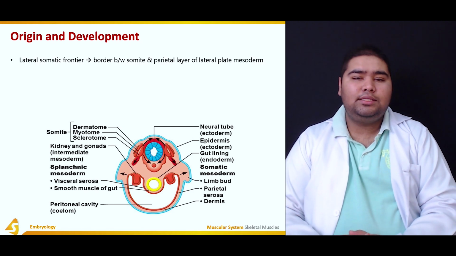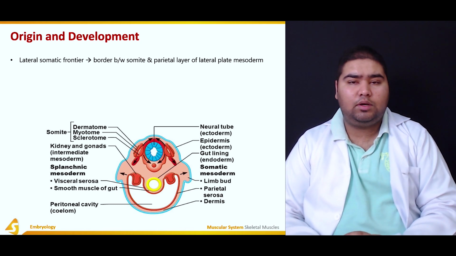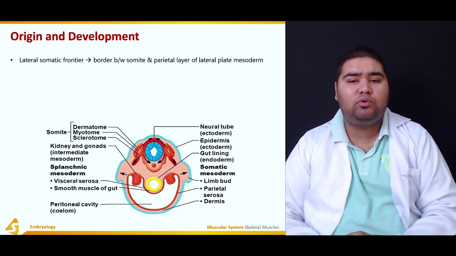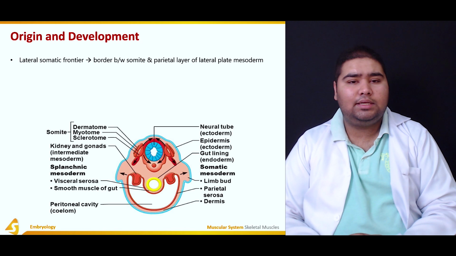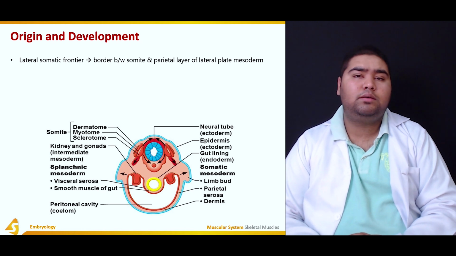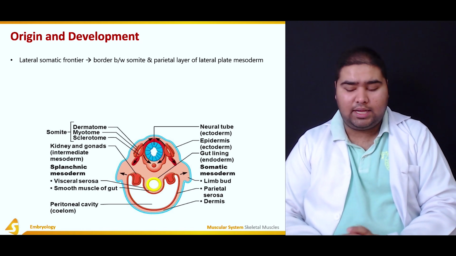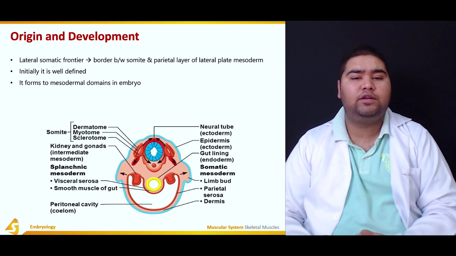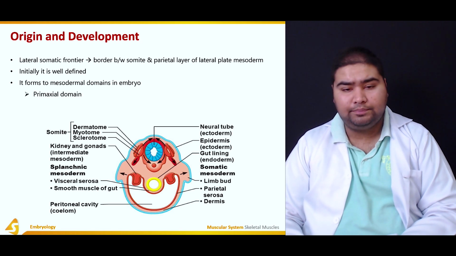Now, lateral somatic frontier, a very important term. You must always remember that it is the border between the somite and the parietal layer of the lateral plate mesoderm. So what is lateral somatic frontier? It is the border between somite and parietal layer of the lateral plate mesoderm. It is initially very well defined. It forms the mesodermal domains in the embryo.